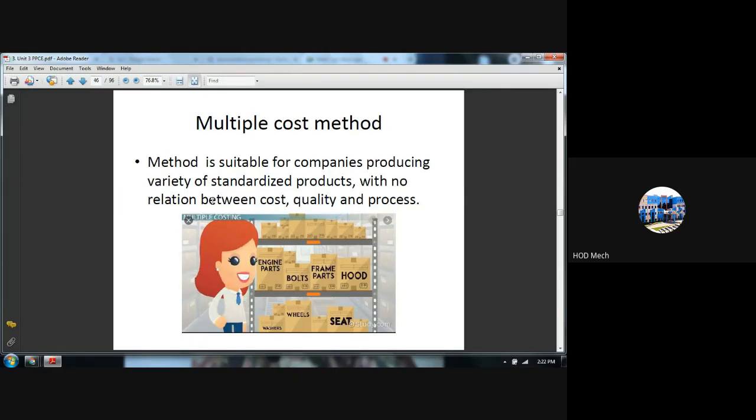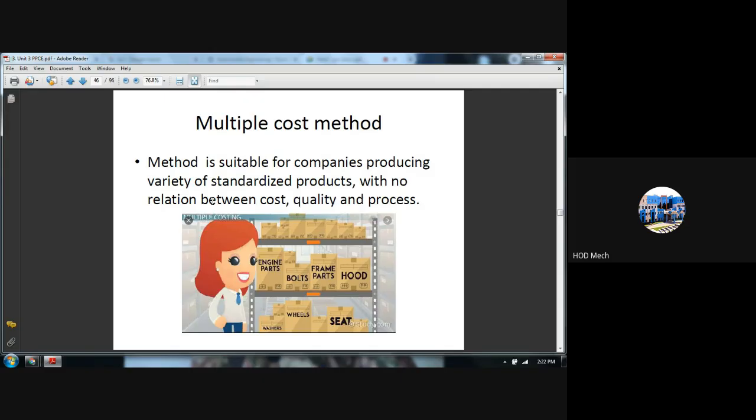So you may have a doubt: if I take Samsung, we have n number of models. Say, for example, let us assume that there are 12 models. Will it come under the multiple cost method? Now the point is, all 10 to 12 models belong to the same category, mobile phones. So they don't come under multiple costing.